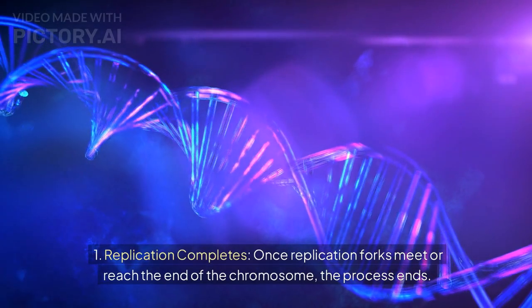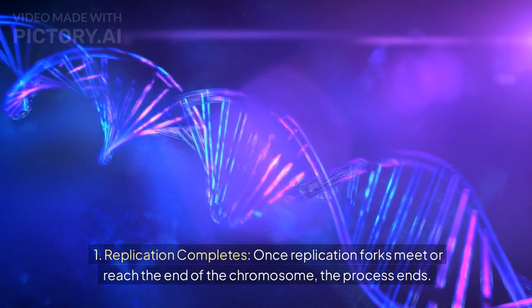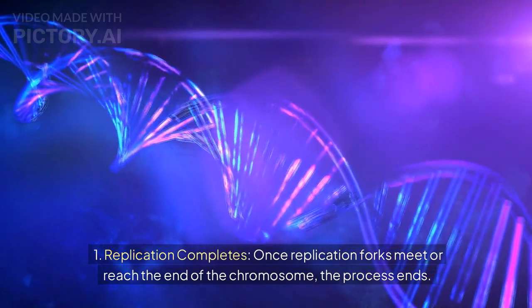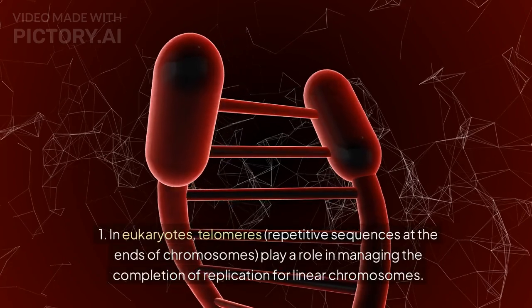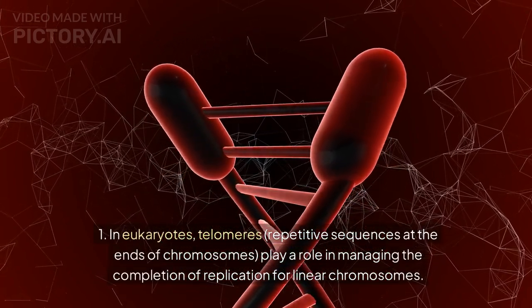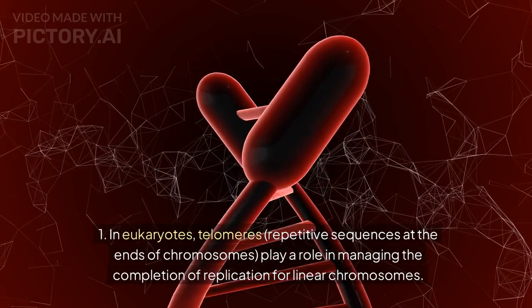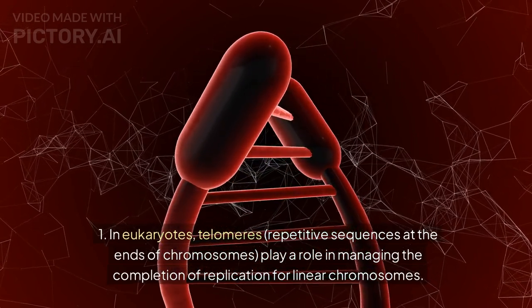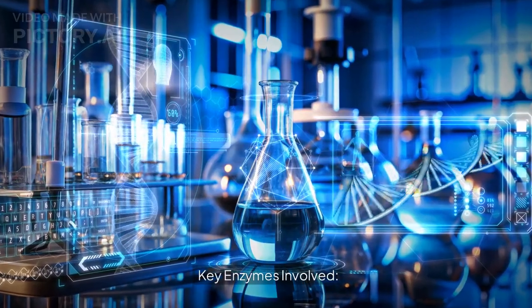5. Termination. 1. Replication completes. Once replication forks meet or reach the end of the chromosome, the process ends. 2. In eukaryotes, telomeres, repetitive sequences at the ends of chromosomes, play a role in managing the completion of replication for linear chromosomes.